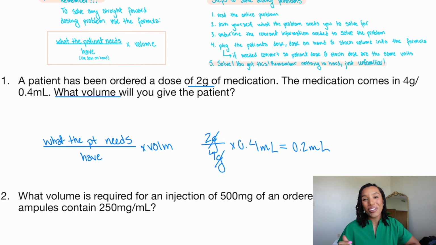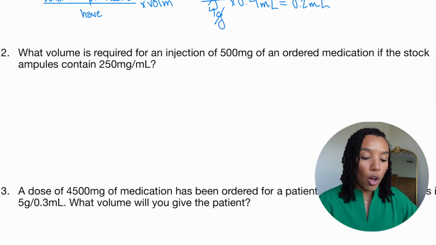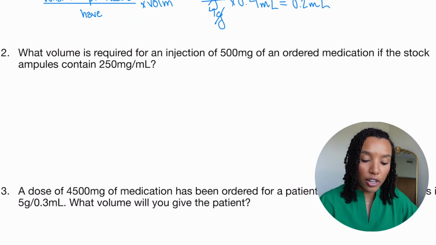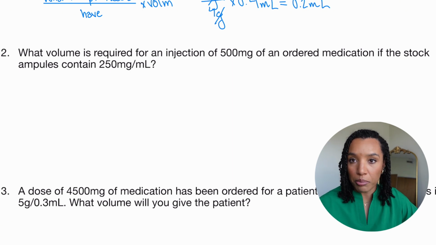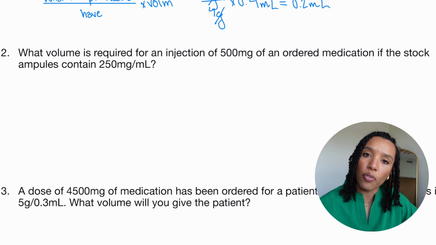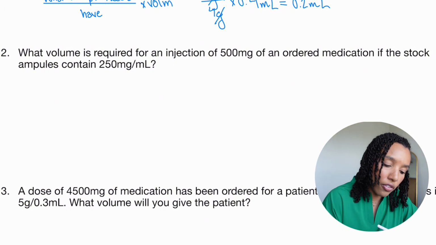So you guys, you have just solved your first nursing dosage calculation. Yay! I'm hoping that was easy and straightforward. Let's go ahead and move on to number 2. What volume is required for an injection of 500 milligrams of an ordered medication if the stock ampules contain 250 milligrams per milliliter? So we read the entire problem. Now let's ask ourselves what this problem's asking. And it is again asking, what is the volume?